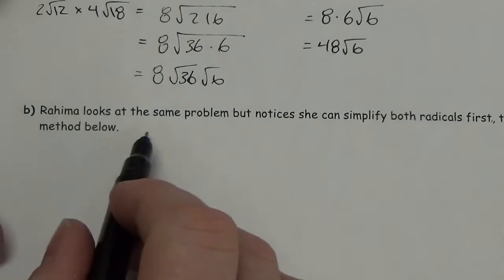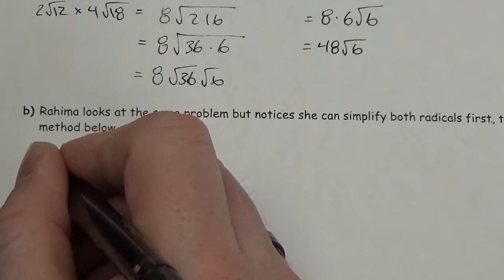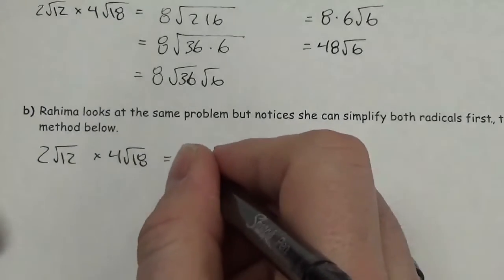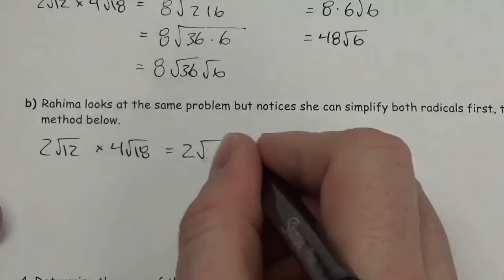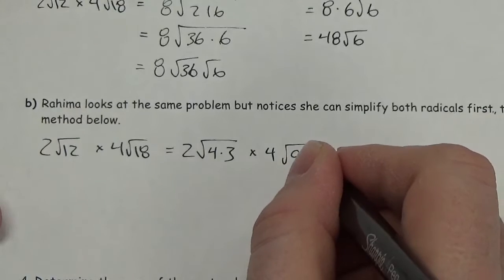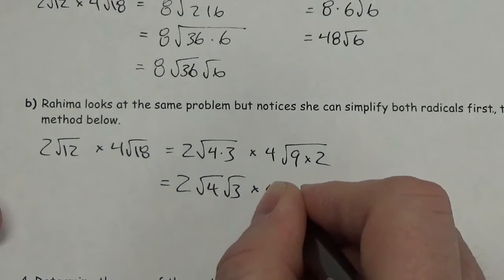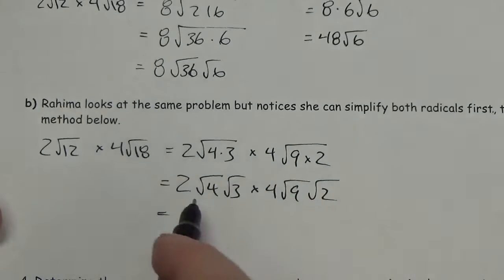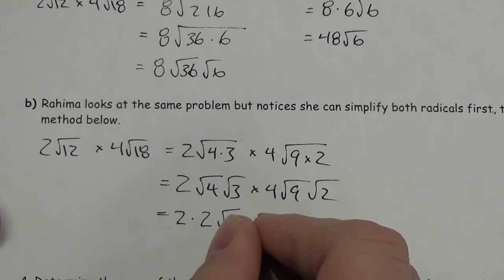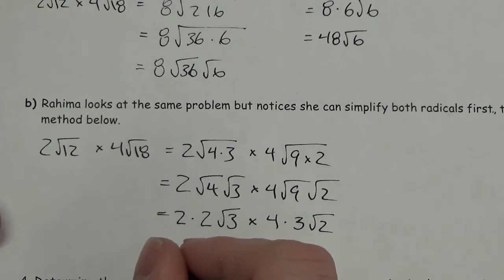Now, it says here, Rahima looked at the same problem, but notices that she can simplify both radicals first, then she multiplies. And then we're supposed to put her method here. So here's 2 root 12, and we're going to multiply that by 4 root 18. Now, 12, because of experience with this, I know that 12 has got a perfect square factor. That's 4. I also know that 18 has a perfect square factor. That's 9. So now this becomes 2 root 4 root 3 times 4 root 9 root 2. This is all being multiplied together, so this is going to be 2 multiplied by, well, the square root of 4 is 2, multiplied by root 3, times 4 times 3, the square root of 9, times root 2.